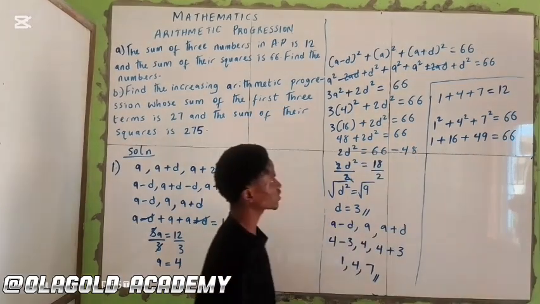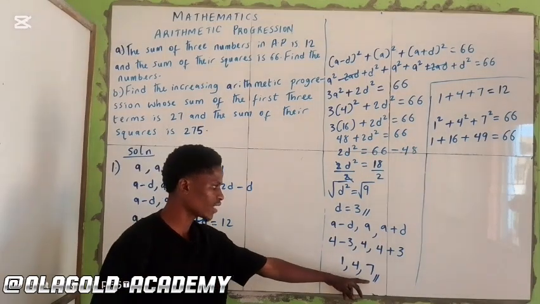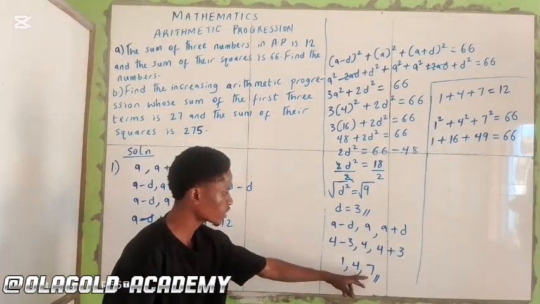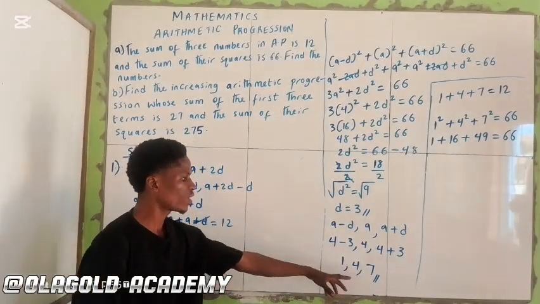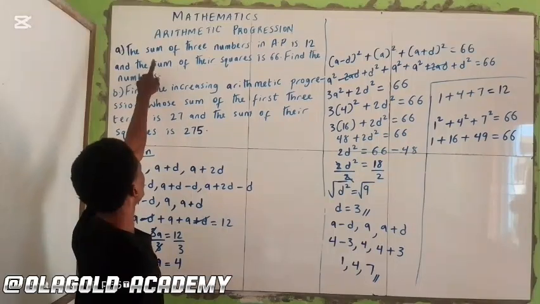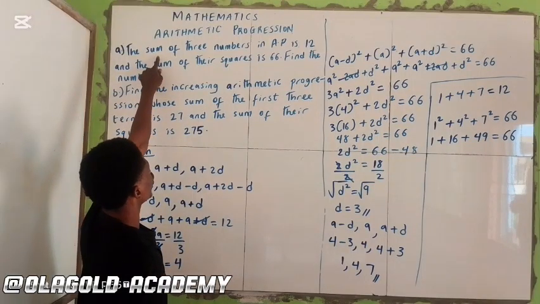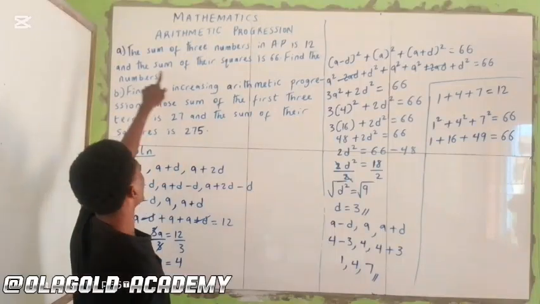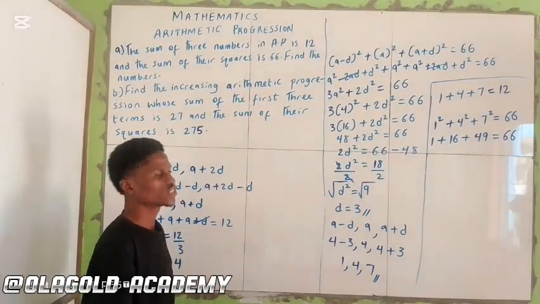So it means that 1, 4, and 7 are the three numbers in an AP whose sum will give us 12, and the sum of their squares will give us 66.